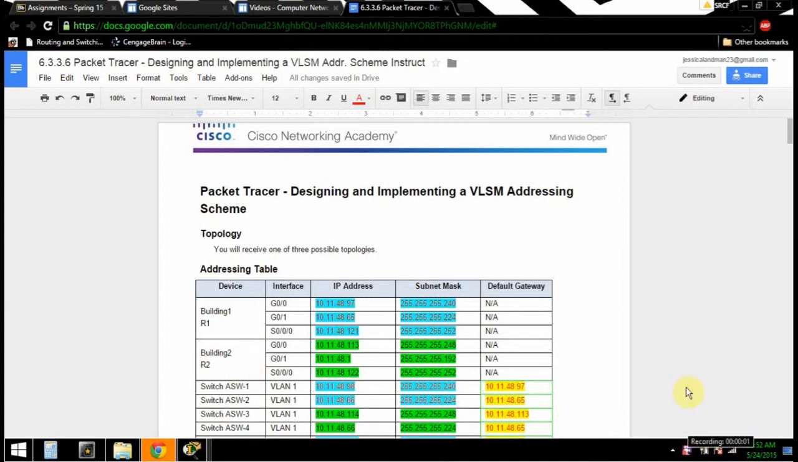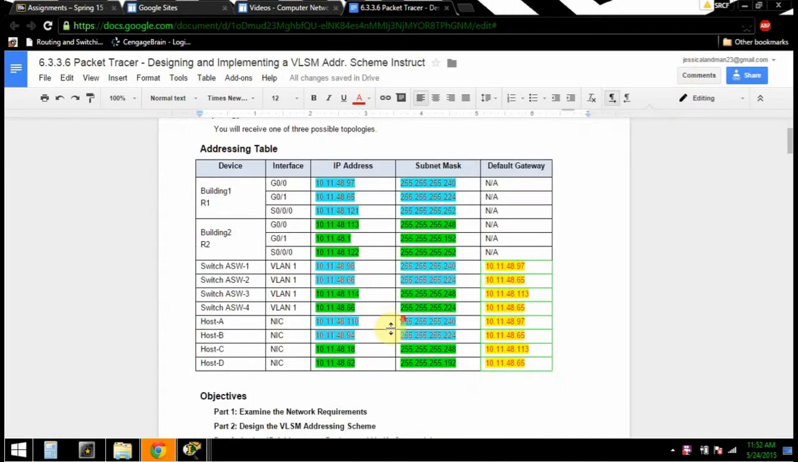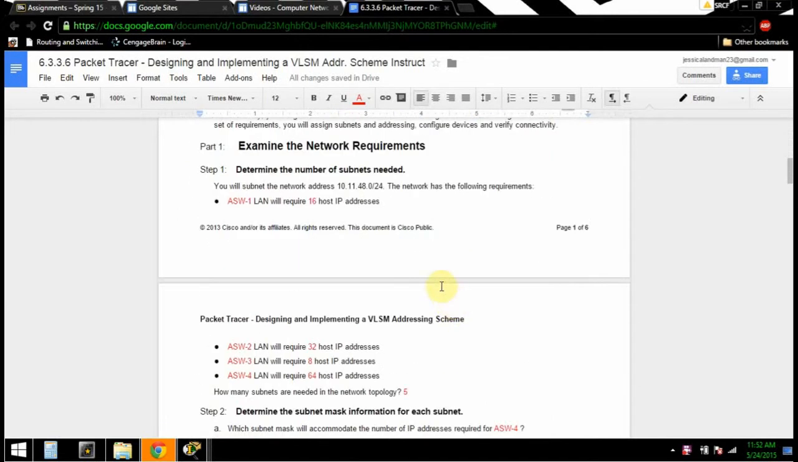Hello and welcome to Packet Tracer Activity 6336, Implementing the VLSM Addressing Scheme. So we created this addressing scheme and implemented them on the network according to the specific directions provided.